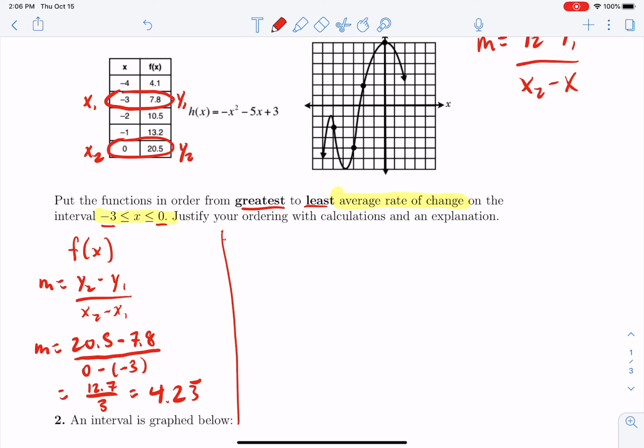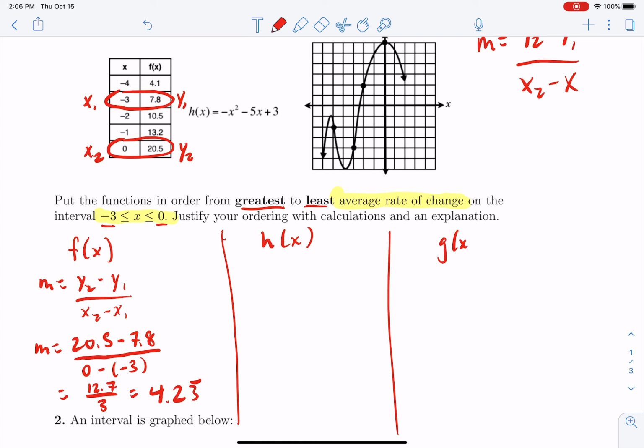All right, so next I'm going to look at the one that I think is a little bit easier to calculate, and that's the graph. And the reason I'm saying the graph is easier to calculate here is because all I really have to do is compare my rise to my run. So let's do that.